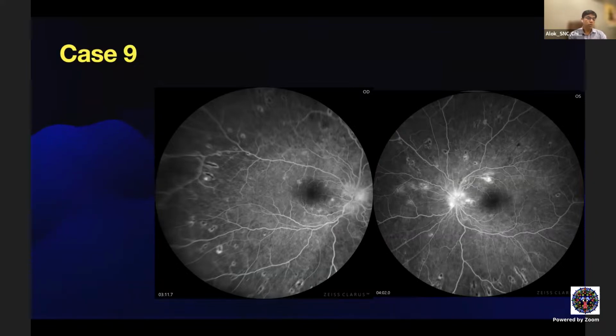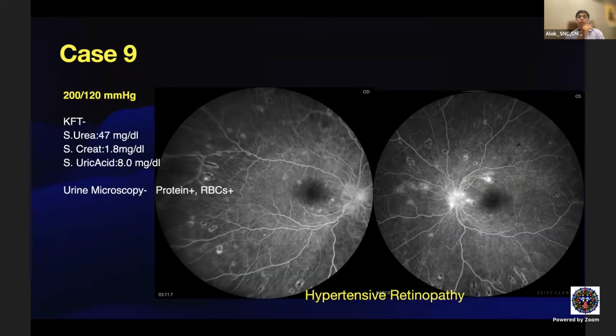And what you can also see are these streaks of hypofluorescence surrounded by hyperfluorescence. You can see more clearly in the left eye areas of hypofluorescence, a ring of hyperfluorescence with central hypofluorescence. So these are very characteristic of hypertensive retinopathy. And the blood pressure of this patient was 200/120.